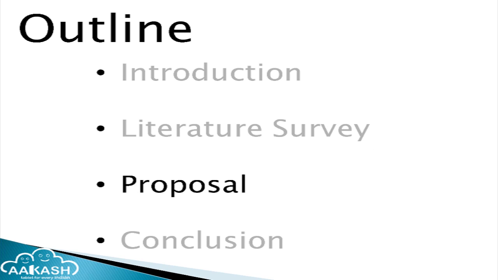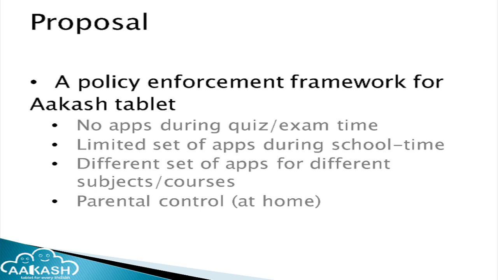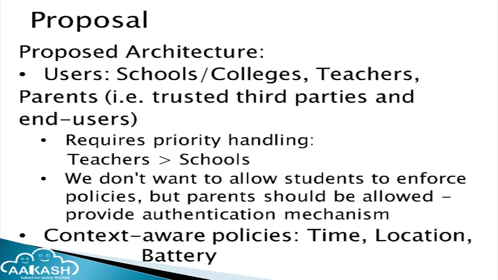So next is the proposal, what I'll be implementing in this project. The first point that I told you was about the Aakash tablet getting distributed to school and college students. So the proposed architecture will be: the end users will be school or college admins, then the teachers, parents, and then the students themselves. In this case, the school or college admins and teachers, we can consider them as trusted third parties, and parents and students we can consider as end users.